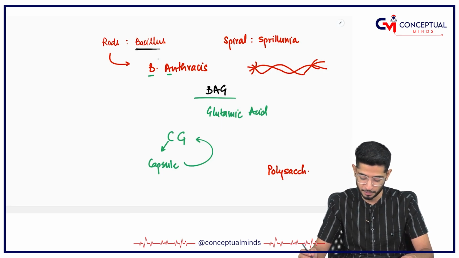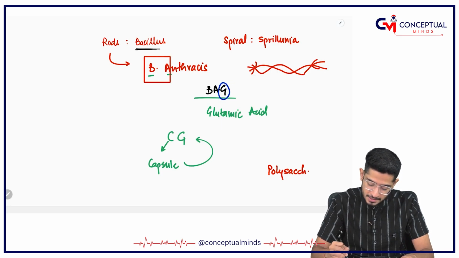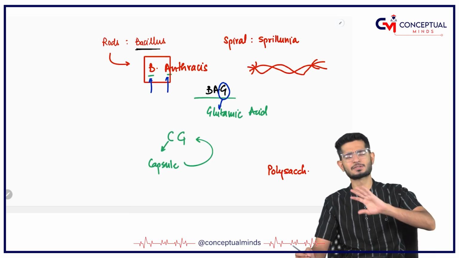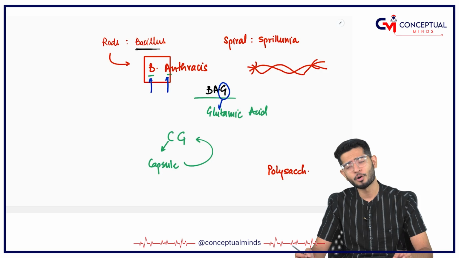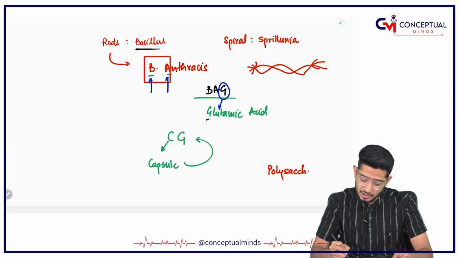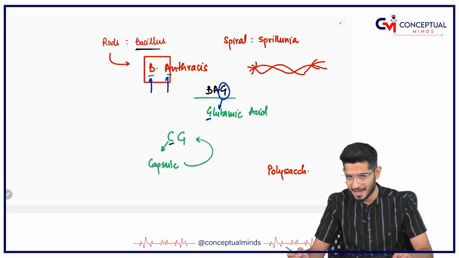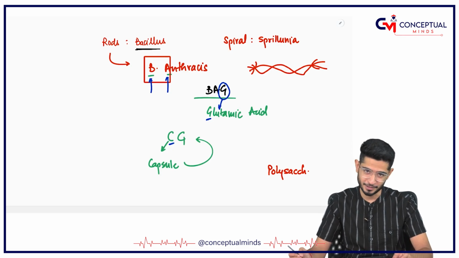Coming on to the next important part, what is BAG? So B and A, can you see here? I've just written one G. So Bacillus anthracis has got glutamic acid. Bacillus anthracis has got a lot of glutamic acid, and because of that the G resembles the C. So there is a structure with Bacillus anthracis that is called the capsule, and the capsule of Bacillus anthracis is made up of glutamic acid.